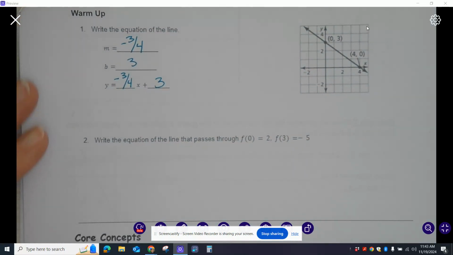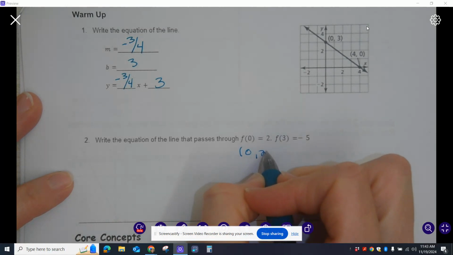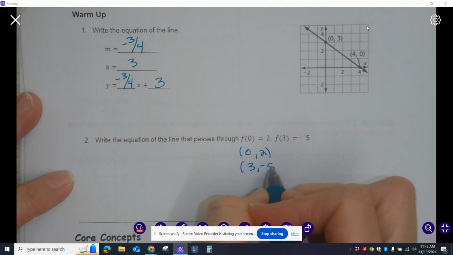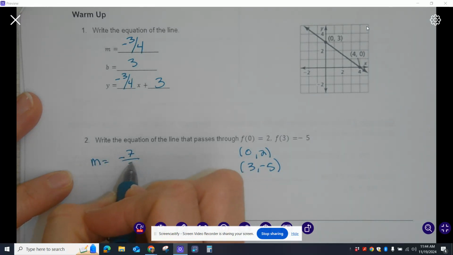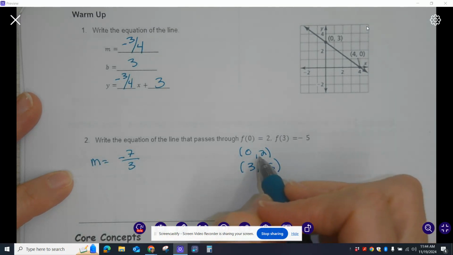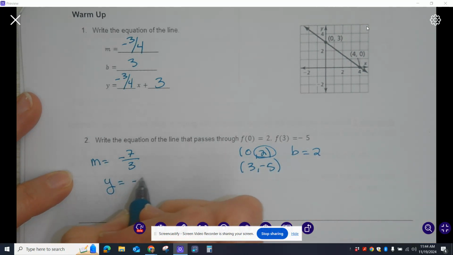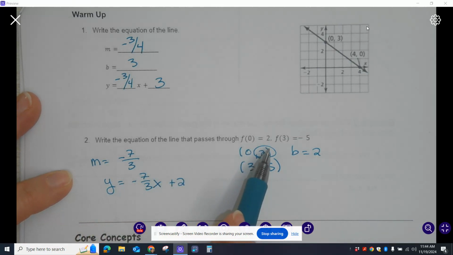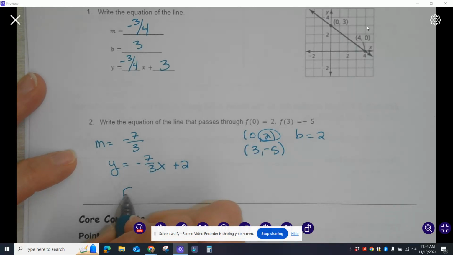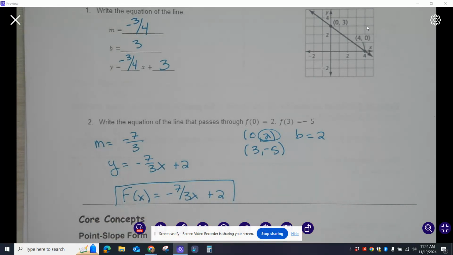Now this one is in function notation, so your first step is to write these as ordered pairs and then find your slope. You should have gotten -7/3 for your slope. This point right here is your y-intercept, so you might have started with this, but when our points are provided in function notation, the last step is we want to write our final equation in function notation.